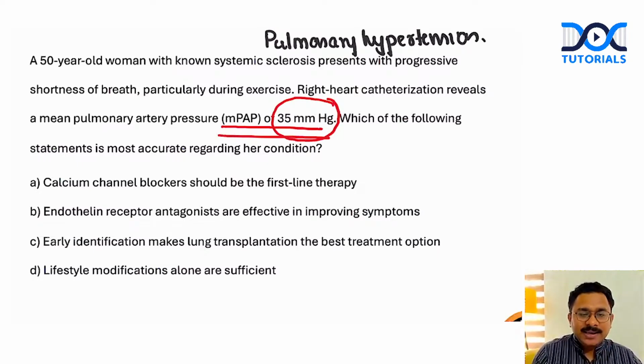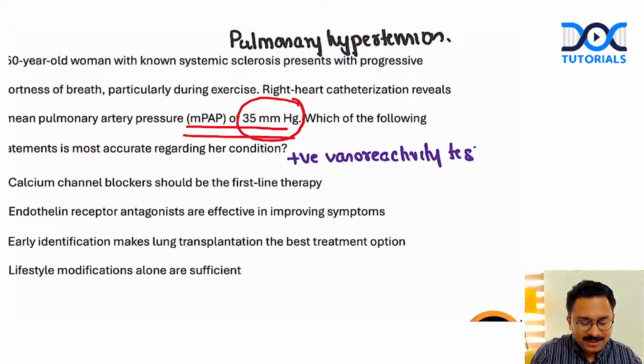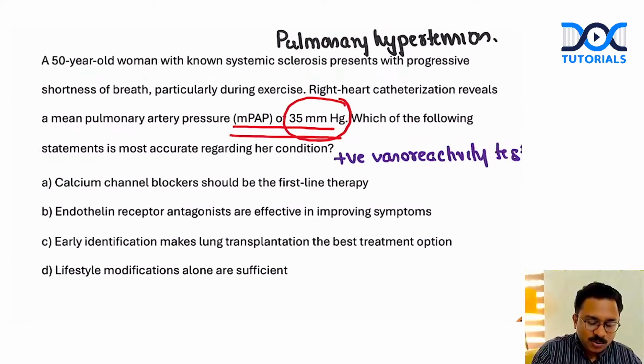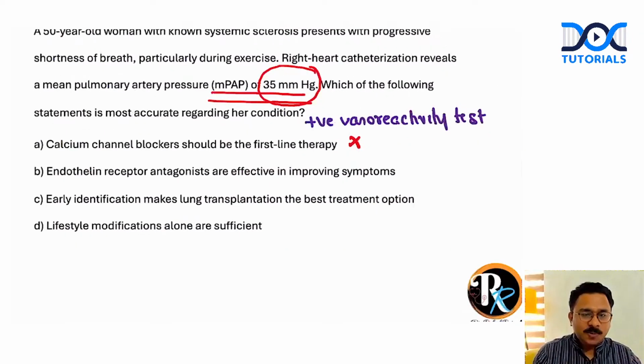The first option, calcium channel blockers should be the first line therapy. Well, in patients with pulmonary hypertension, do you think calcium channel blockers are the first line therapy? Answer is no. Please understand that calcium channel blockers in pulmonary hypertension are only given for a limited subset of patients who are having a positive vasoreactivity test. Only in those having a positive vasoreactivity test. In other patients, you are not going to give, hence this is not the correct option.